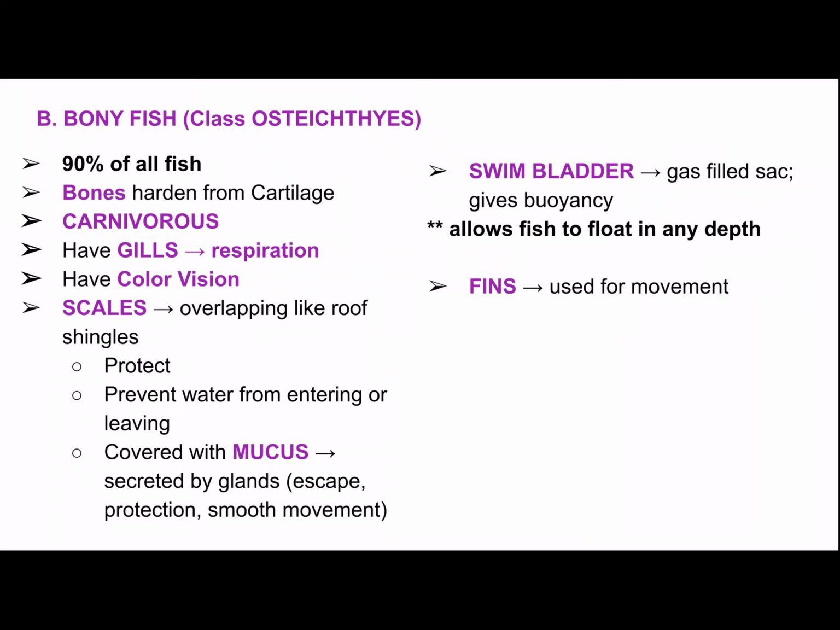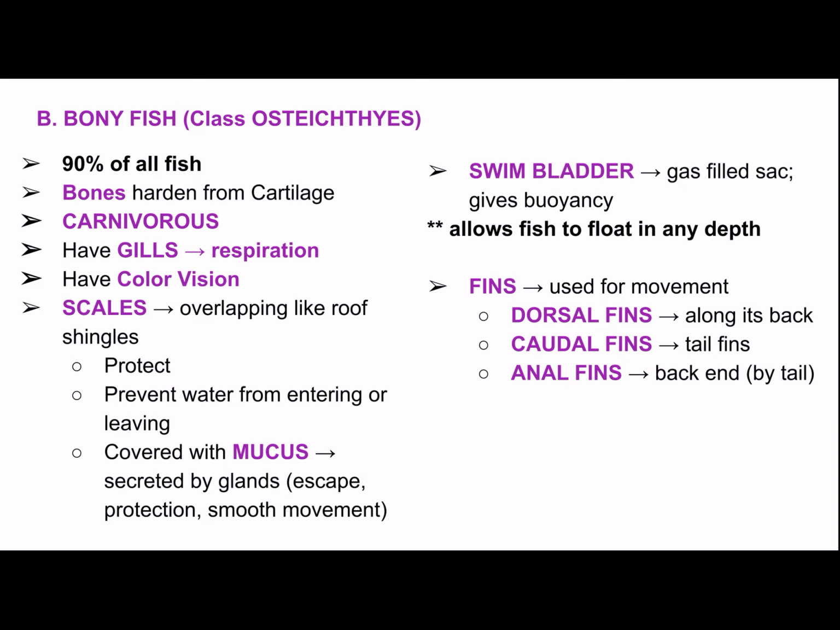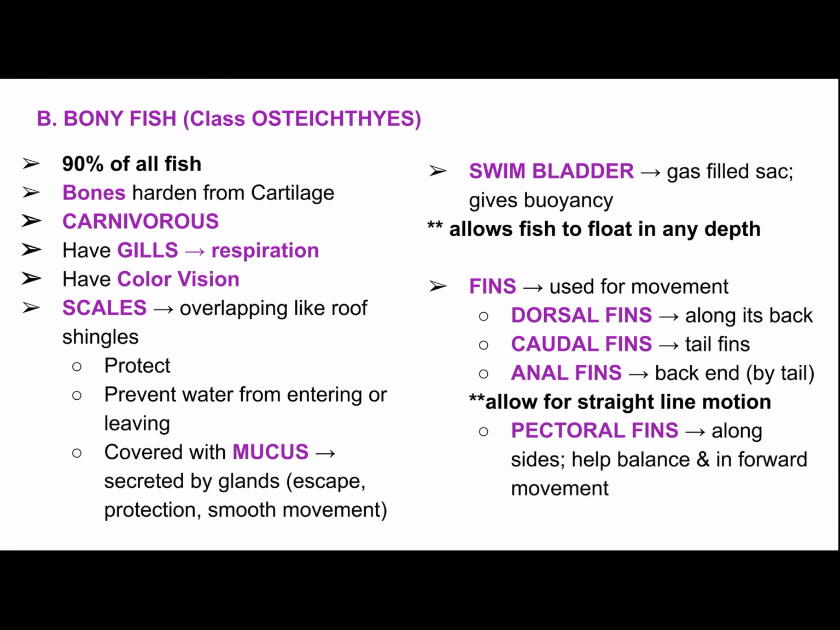Now, the fins that they have are used for movement, and they have 4 different types of fins. They have dorsal fins, which are the ones along their back. They have caudal fins, which are their tail fins. And they have anal fins, which are on the back end of the fish by the tail. These 3 types of fins enable straight line motion. The dorsal fins, the caudal fins, and the anal fins work together to allow fish to move in a straight line.